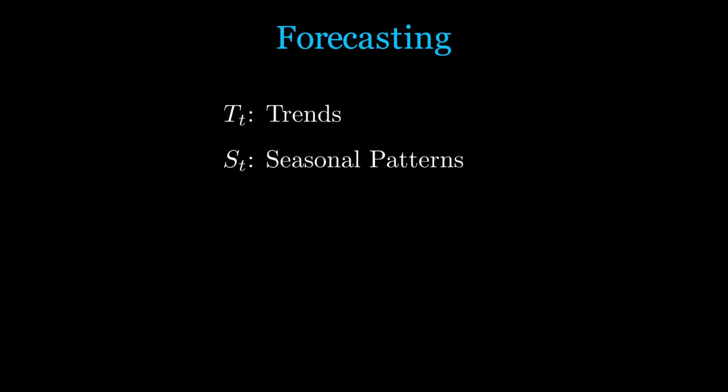Next, we have seasonal patterns. These are periodic fluctuations that happen over and over. The example we used earlier of sales spiking every December is a seasonal pattern. And finally, noise. These represent random fluctuations in the data.